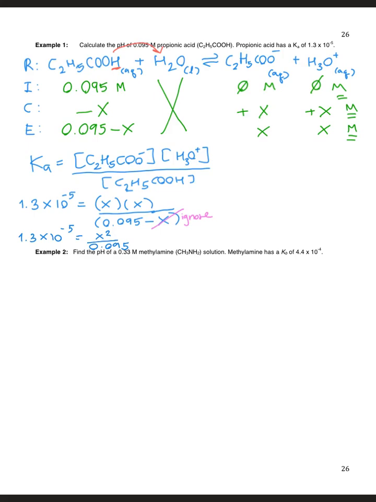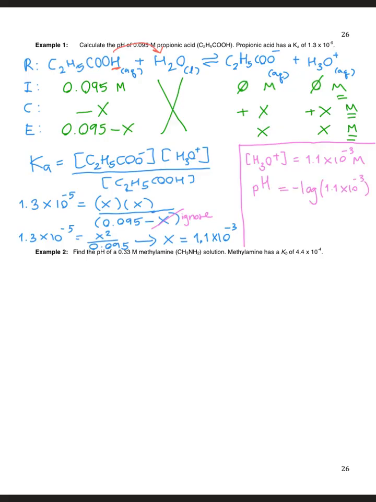So solve for x squared and take the square root to get x, and you will get x equal to 1.1 times 10 to the negative 3. The x value tells us the concentration of hydronium ion at equilibrium. So if you take the negative log of the concentration of hydronium ions, you will get the pH of the solution, which equals 2.95. This is an acidic solution, so the pH has to be lower than 7.